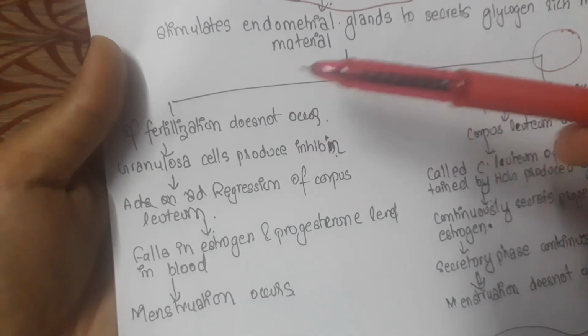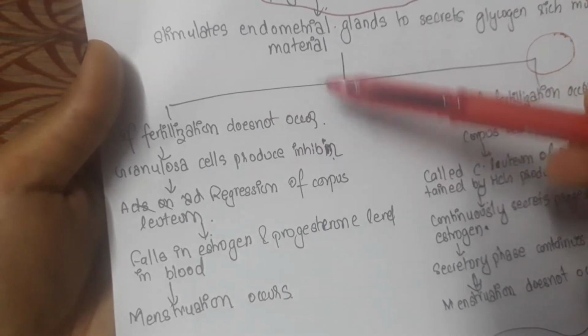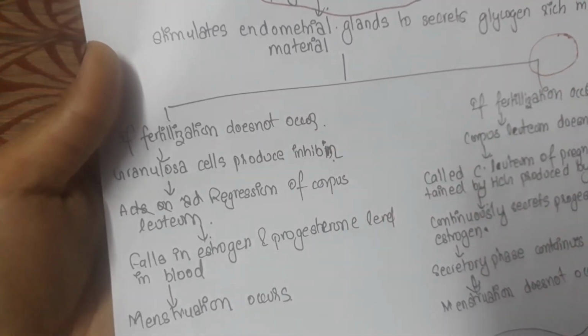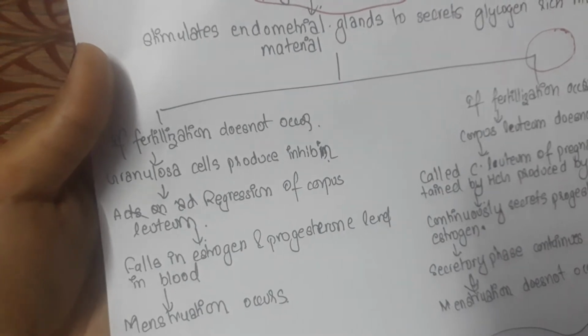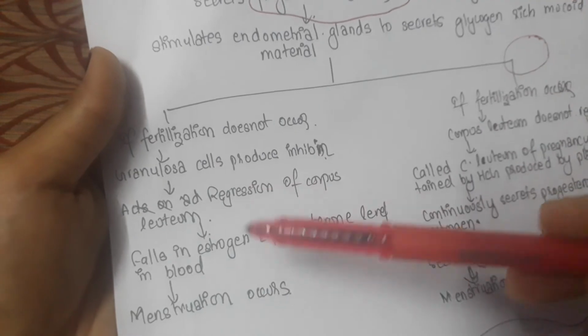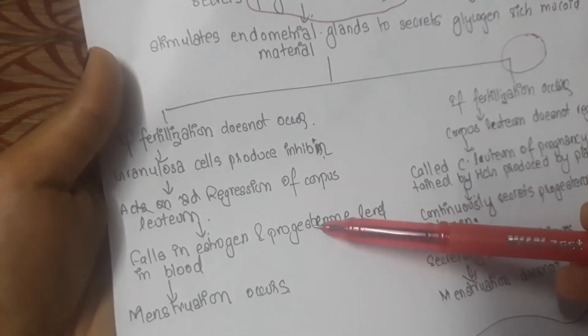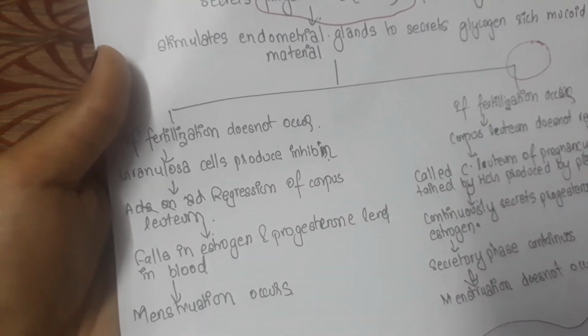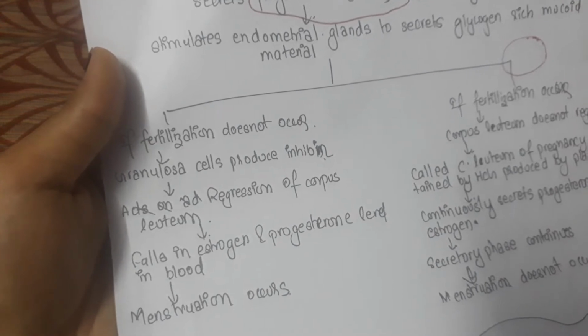If fertilization does not occur, then the granulosa cells produce inhibin, which helps in regression of the corpus luteum. Regression of the corpus luteum means a fall in progesterone and estrogen. A fall in progesterone and estrogen means menstruation, because progesterone is the hormone.